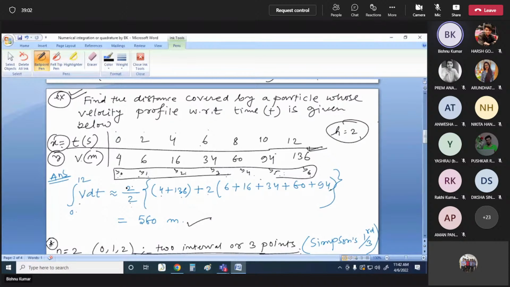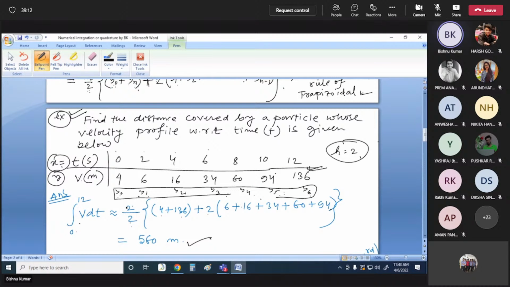Now this is the discrete integration, and with the help of the composite trapezoidal rule, that value we have already calculated here. Is it visible? Students? Yes, sir. Visible. Okay. Now for these data sets, h is 2, and using the composite formula of the trapezoidal rule I have got the answer 560. That we have done in last class.